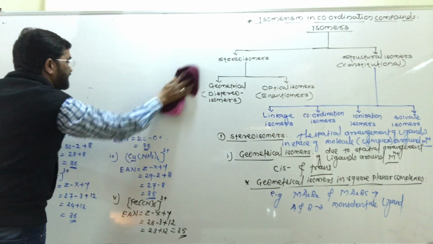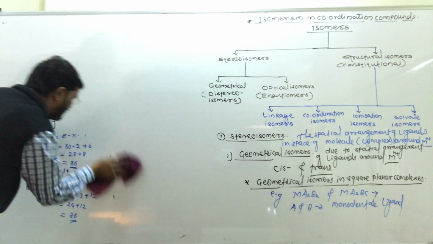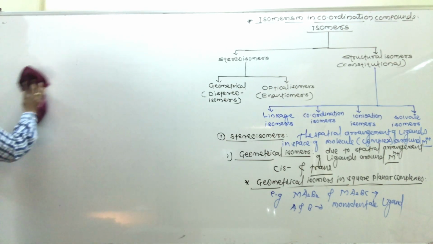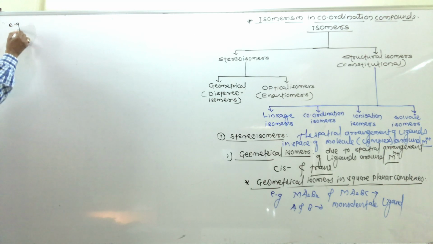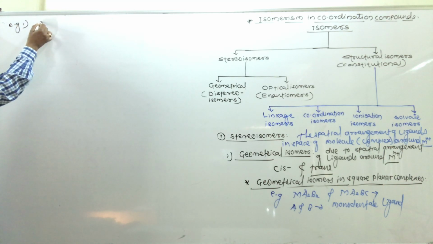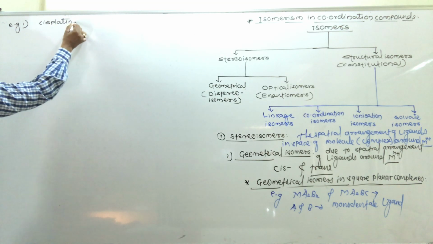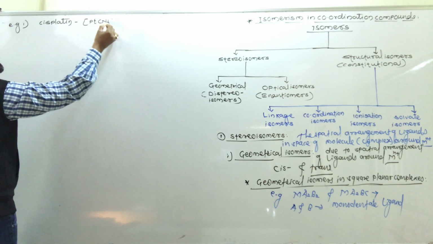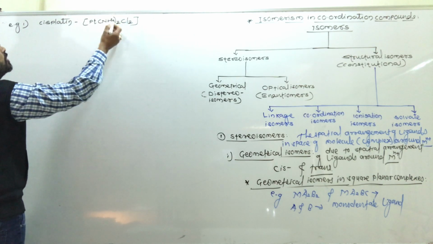Here by taking the example of M(A2B2), and after that we will take the example of M(A2BC) type of ligand, coordination complex and their geometrical isomers actually we have to study. Here see, for example, first one, that is the cisplatin. So formula of cisplatin is Pt(NH3)2Cl2.